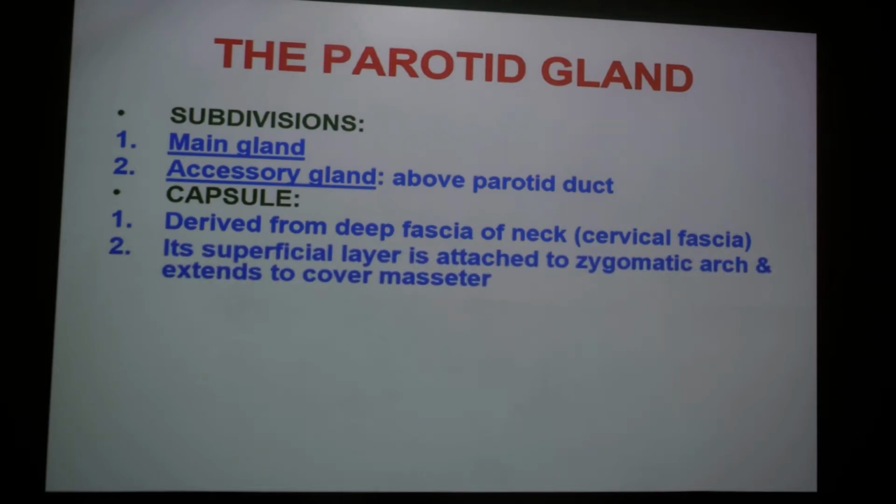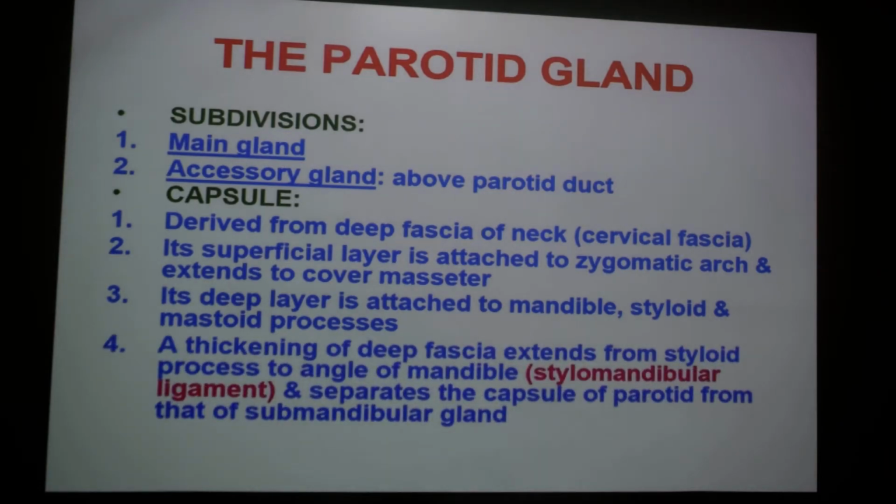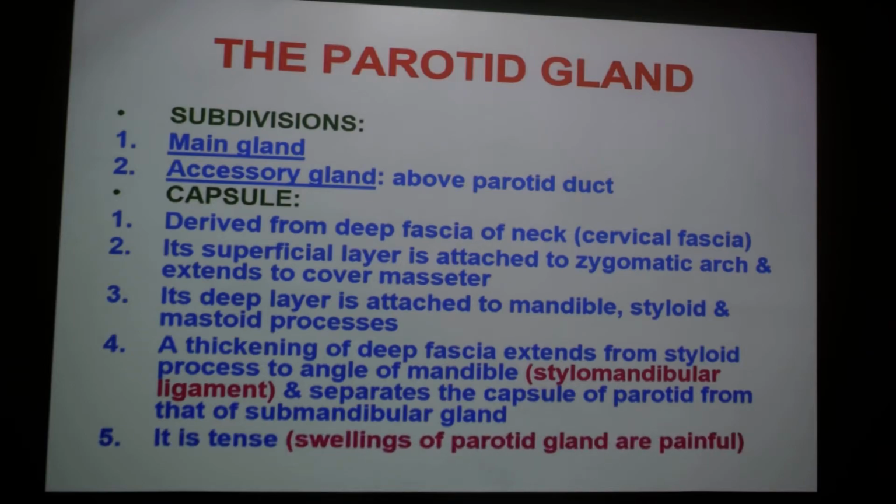Its superficial layer is attached to the zygomatic arch and extends to cover the masseter, the deep layer of the cervical fascia, and its deep layer is attached to the mandible, the styloid process, and the mastoid process. So the deep layer is going inside, and the superficial layer is going over the top and is covering the parotid gland. A thickening of deep fascia extends from the styloid process to the angle of the mandible, and that is called the stylomandibular ligament, and it separates the capsule of the parotid gland from the submandibular gland. It is tense, and swelling of the parotid gland is painful.